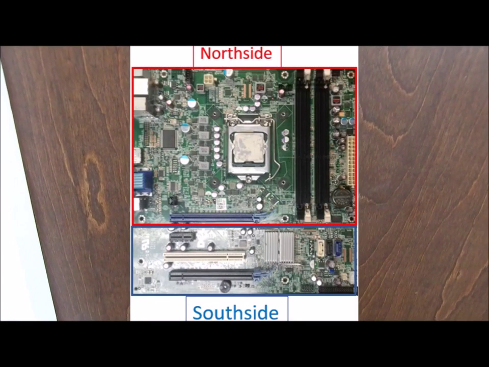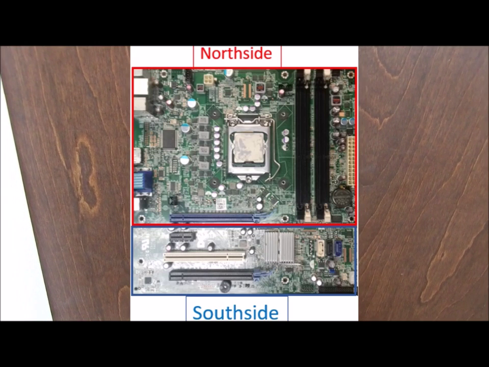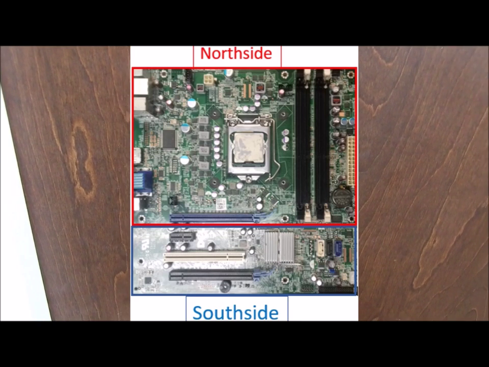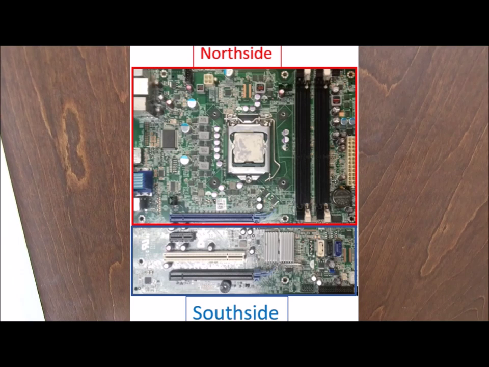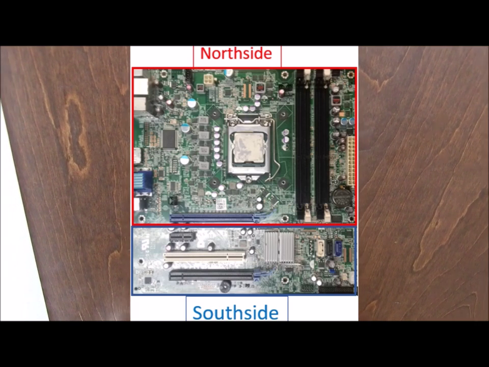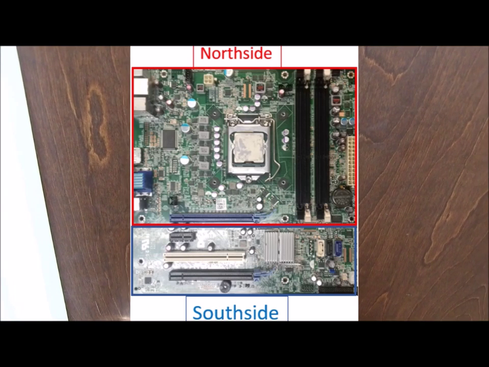The motherboard is sectioned off into two sections, the north side of the board and the south side of the board. The north side of the board is where the computer's fastest components are located, while the south side of the board is where the computer's slowest components are located.